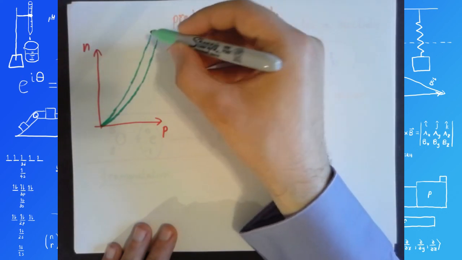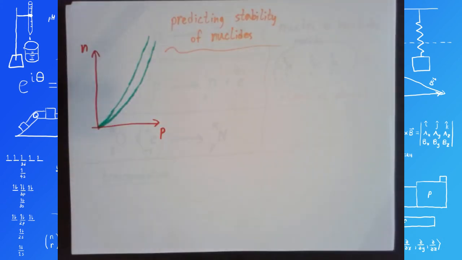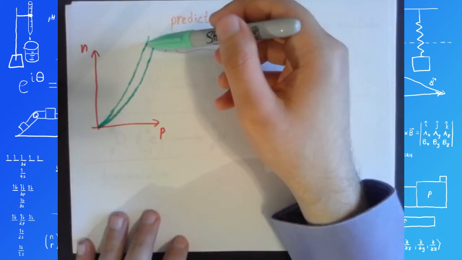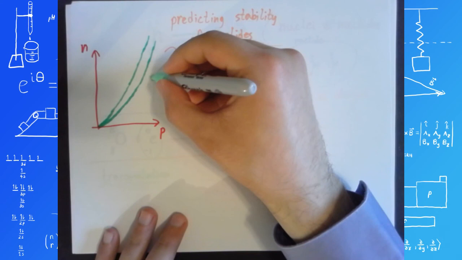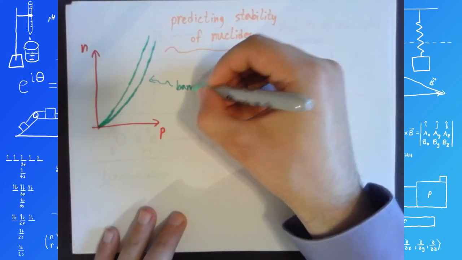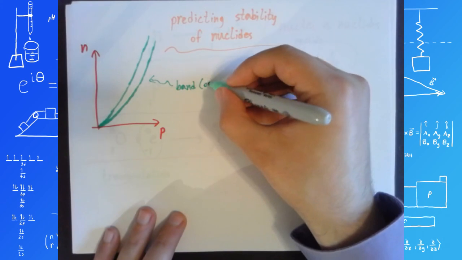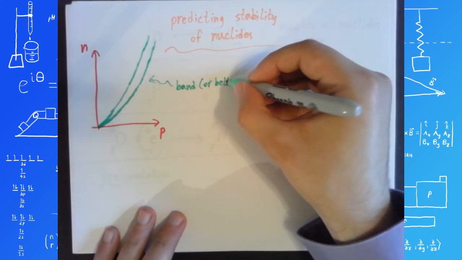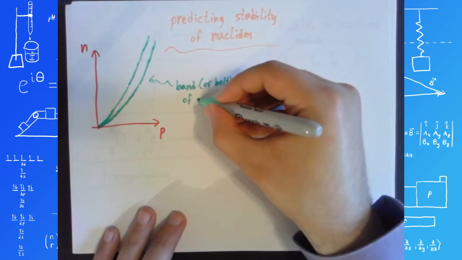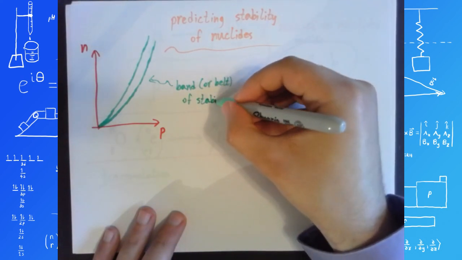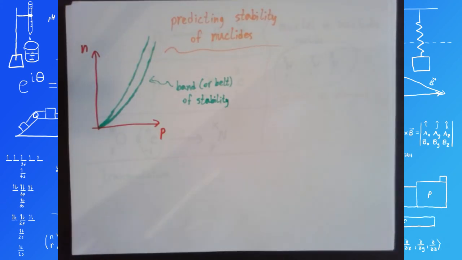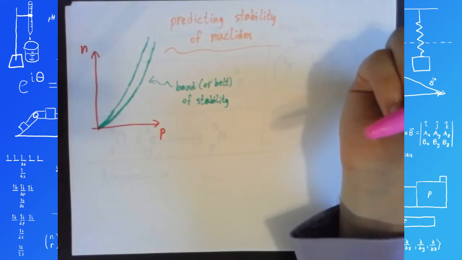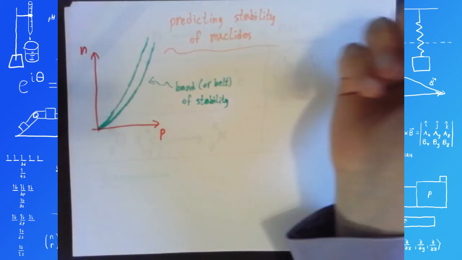And yeah, you have this kind of range where if your nucleus is stable, then it's going to be somewhere within this range. This range is called the band or belt of stability. So all stable nuclei are going to be somewhere within here, but not necessarily everything that's within here is going to be stable.